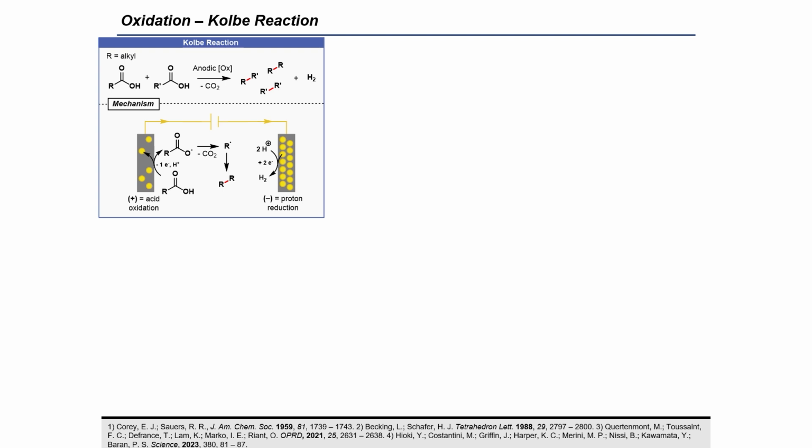The classical Kolbe reaction involves the anodic one-electron oxidation of a carboxylate. This rapidly decomposes by liberating CO2 and generating an alkyl radical. This radical then rapidly dimerizes to afford a new carbon-carbon bond. This decarboxylative dimerization is a surprisingly useful tool in synthesis.